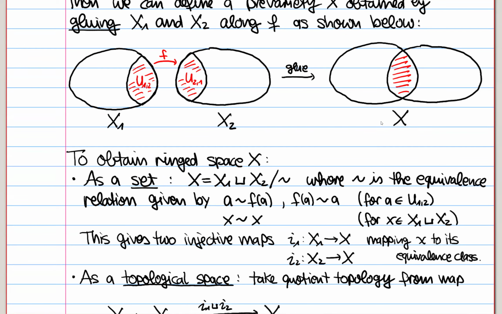And we get two injective maps from X1 to X and X2 to X, which map any point to its equivalence class. We can first go from X1 to this disjoint union and then go to the projection to the quotient by the equivalence relation. Then we can immediately check that these are injective maps. Two points here map to the same thing if and only if they're actually equal. And so we can see X1 and X2 as subsets of this glued space X.